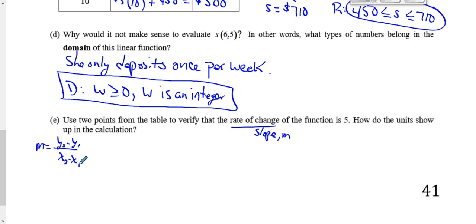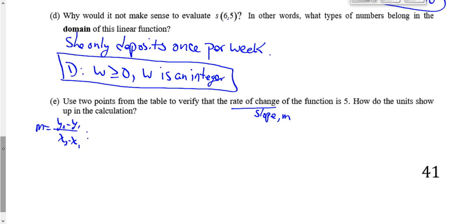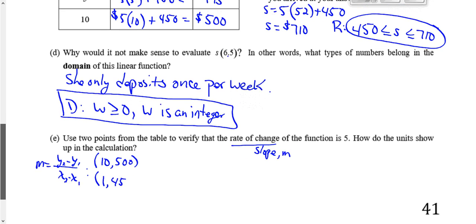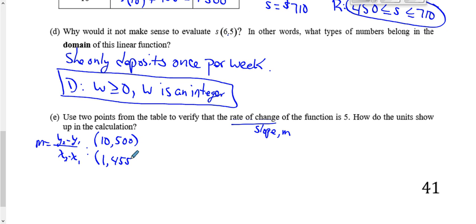All right, so that implies we have 2 points, yeah? Well, let's find 2 points up there. How about 10 weeks and 1 week? Give me coordinates for week 10. Let's see. Input, comma, output. 10, comma, 500, yeah? And what about for 1 week? 450. No, it's not. That's the 455. Yeah. Okay.